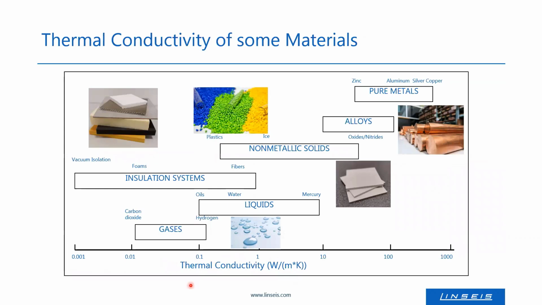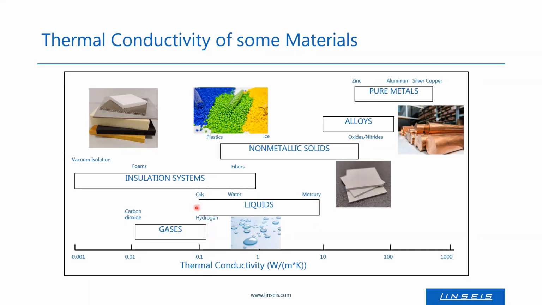So thermal conductivity is measured in units of watt per meter and Kelvin. I show a couple of different types of materials on this slide with their thermal conductivity. Please be aware this is a logarithmic scale. The lowest thermal conductivities are found for insulation systems, usually much below 1 watt per meter and Kelvin. Gases also have very low thermal conductivities, in the range of 0.01 to 0.1 watt per meter Kelvin.